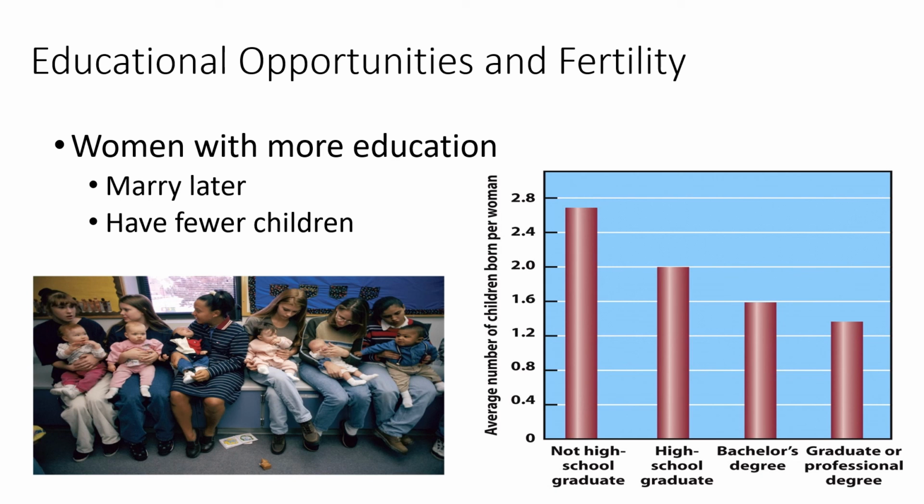And so if you look at this graph here, I think this is really telling, is that if you look at the level of education, the higher the level of education, the number of children you have tends to go down.